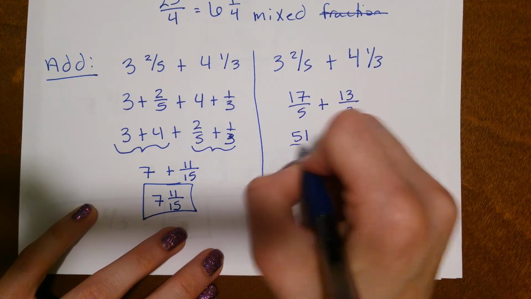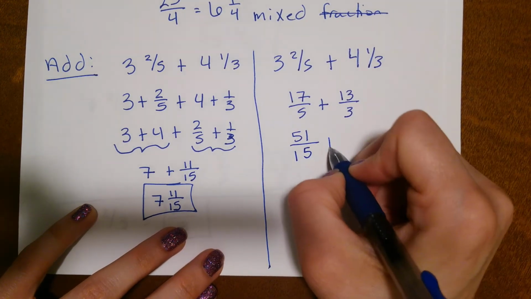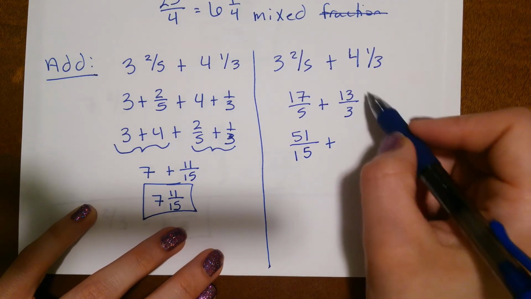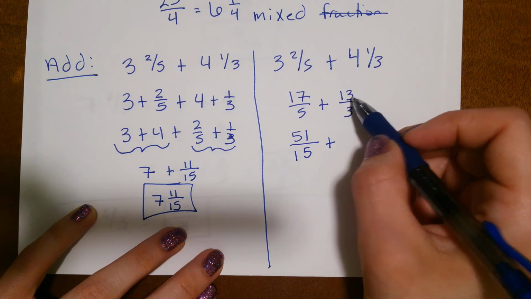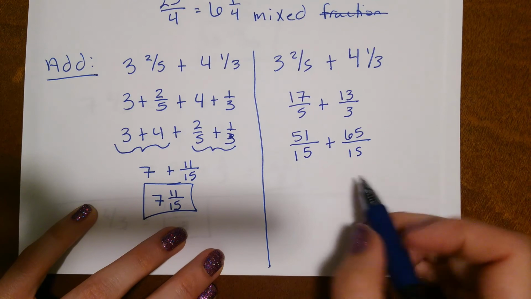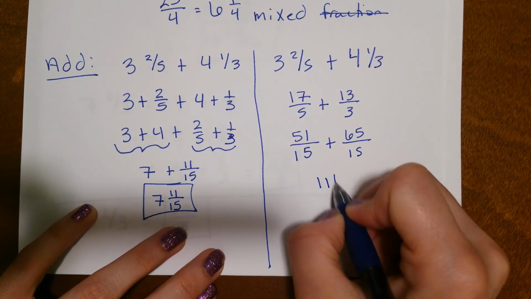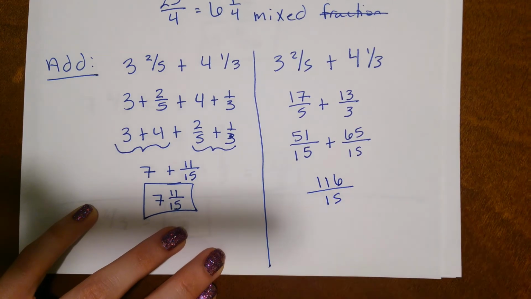And my common denominator I see is going to be 15, so I need to multiply 17 times 3. So I get 51 over 15, right? Yep. And 13 over 3 times 5 over 5, so 13 times 5 is 65 over 15. So I end up with 116 over 15.